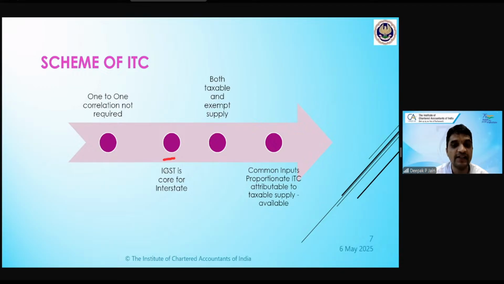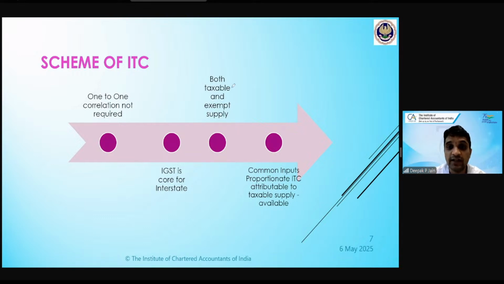Next is IGST is the core for interstate. So whenever you do any interstate transaction, you have credits of CGST and SGST, but you will charge IGST when you're making any interstate sale. So that interstate sale, when you make it, IGST is the core, right?